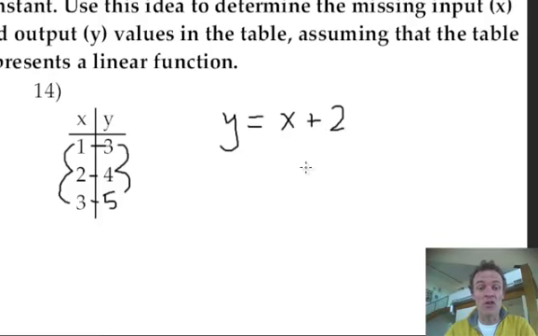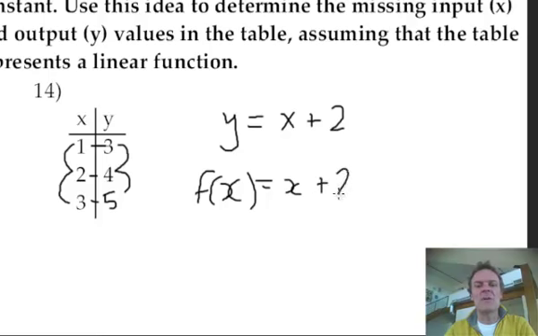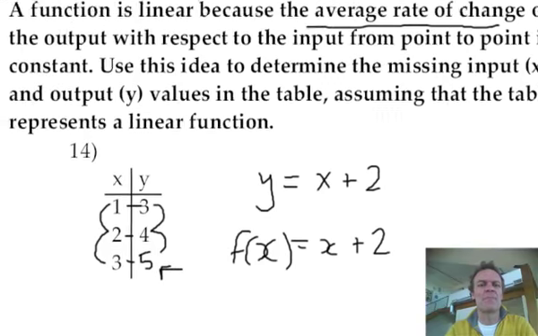If I wrote it in function notation, just remember this, I would say f of x, there it is in parentheses, f of x equals x plus 2. So again, same kind of thing: y equals x plus 2, f of x equals x plus 2. But anyway, all you really need to do is put the missing number, which for this one was 5. Let's look at some more.